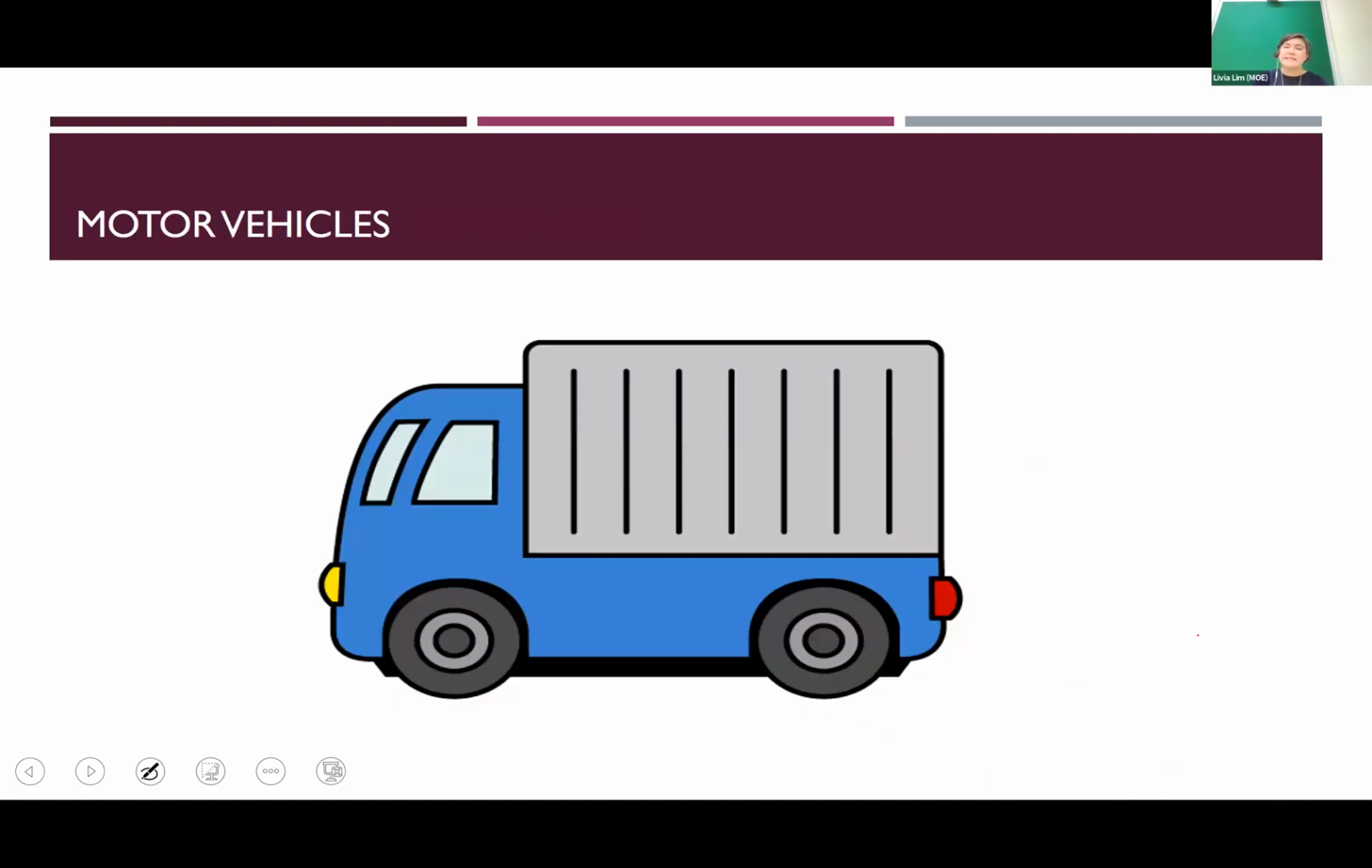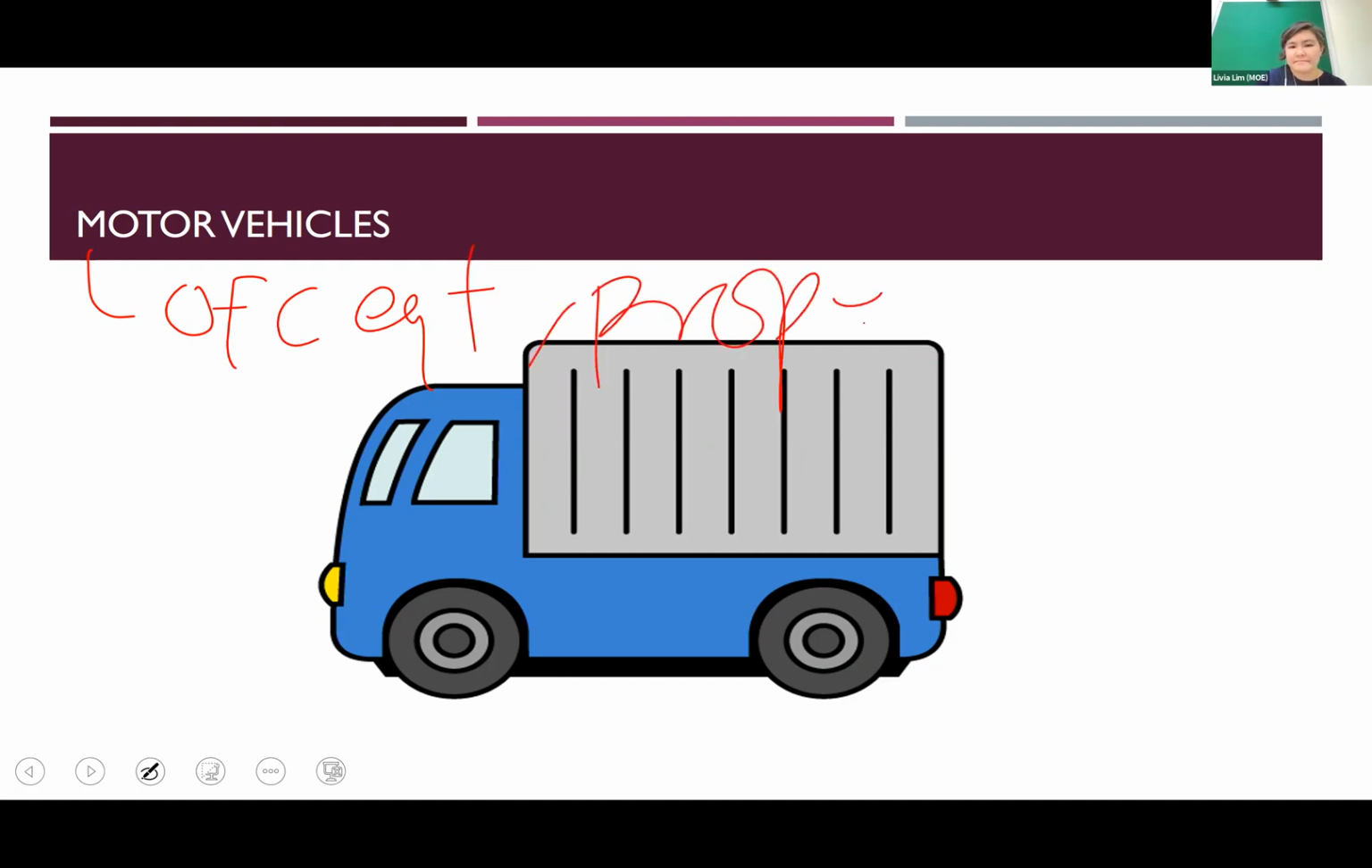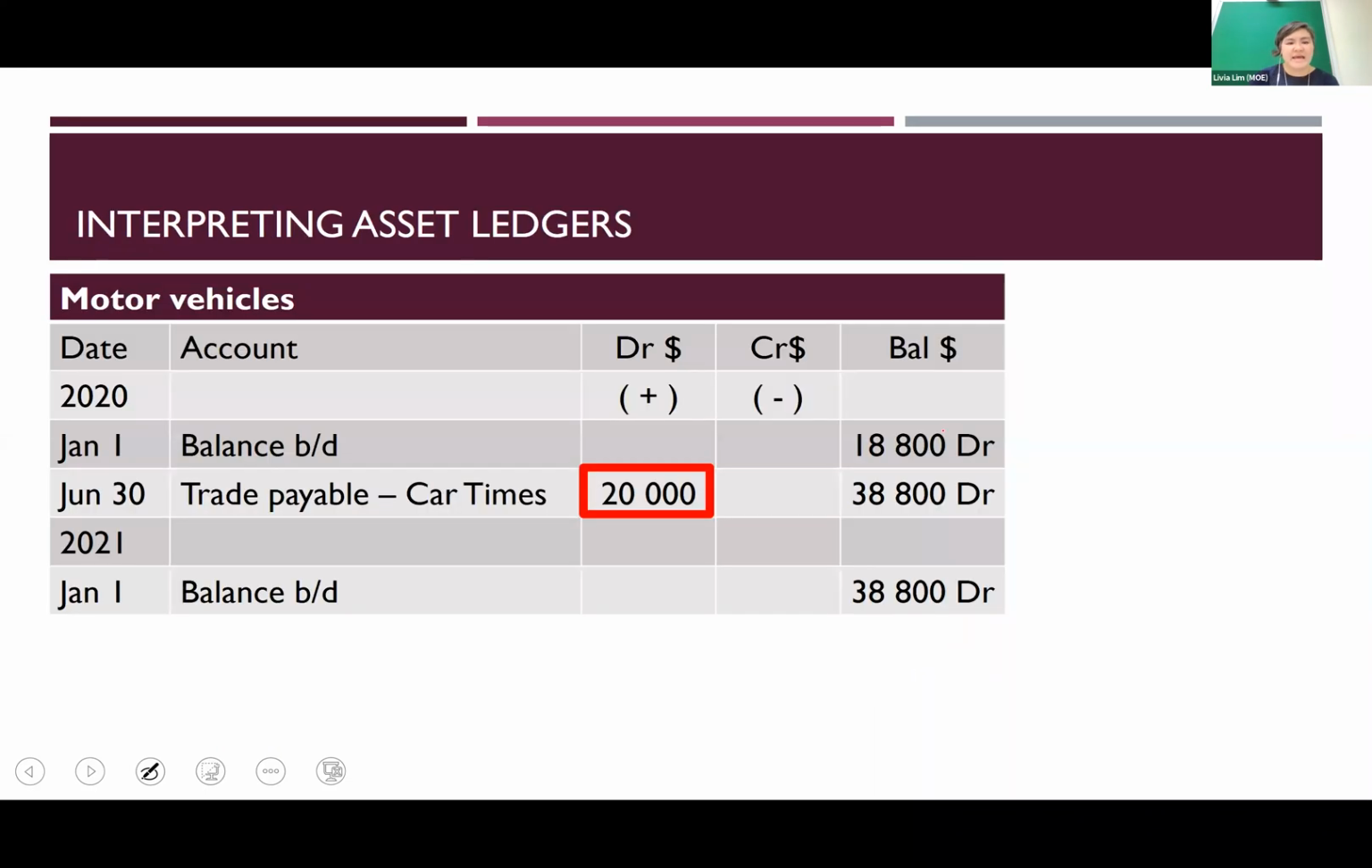Another asset ledger that I thought I might just want to go through is motor vehicles. Actually, it need not always be motor vehicles. It could be office equipment, right? It could be property, any NCA. It could be fixtures and fittings. It could be premises, any NCA at all.